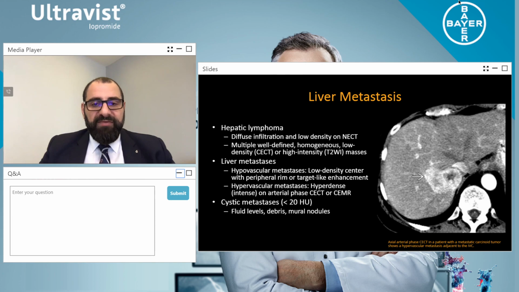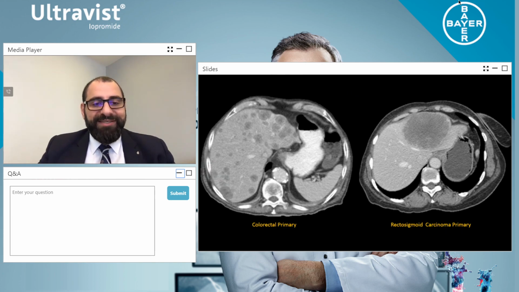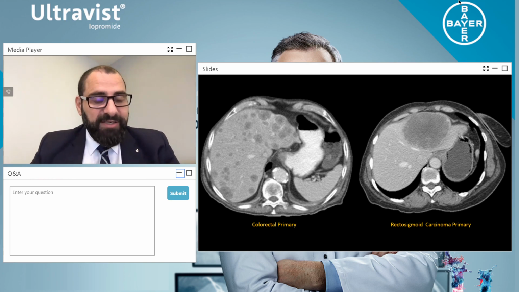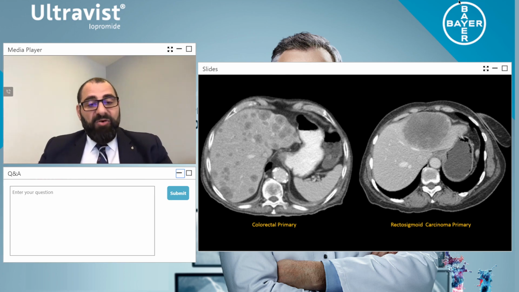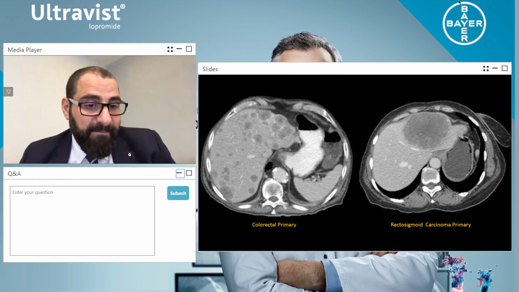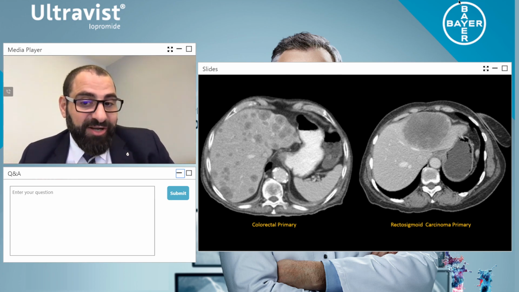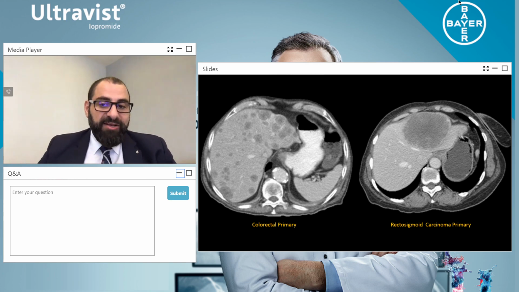So if you have a look here, metastasis looks different for different types of lesions, which are based on primary tumors. The one on your left is a typical colorectal primary tumor, and this is the metastasis. And then also in the gastrointestinal system, you have a rectosigmoid carcinoma metastasis that's actually gone into the liver, and the enhancement patterns are different. In the image on the right, you can see good wall enhancement, and you can actually see debris in there.